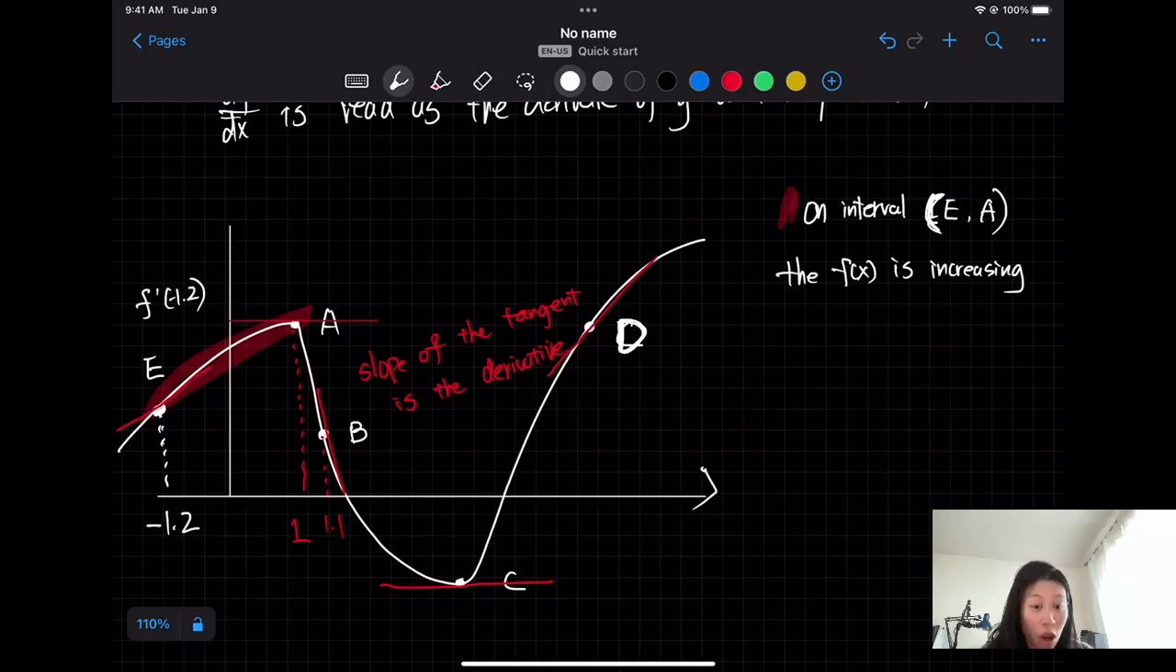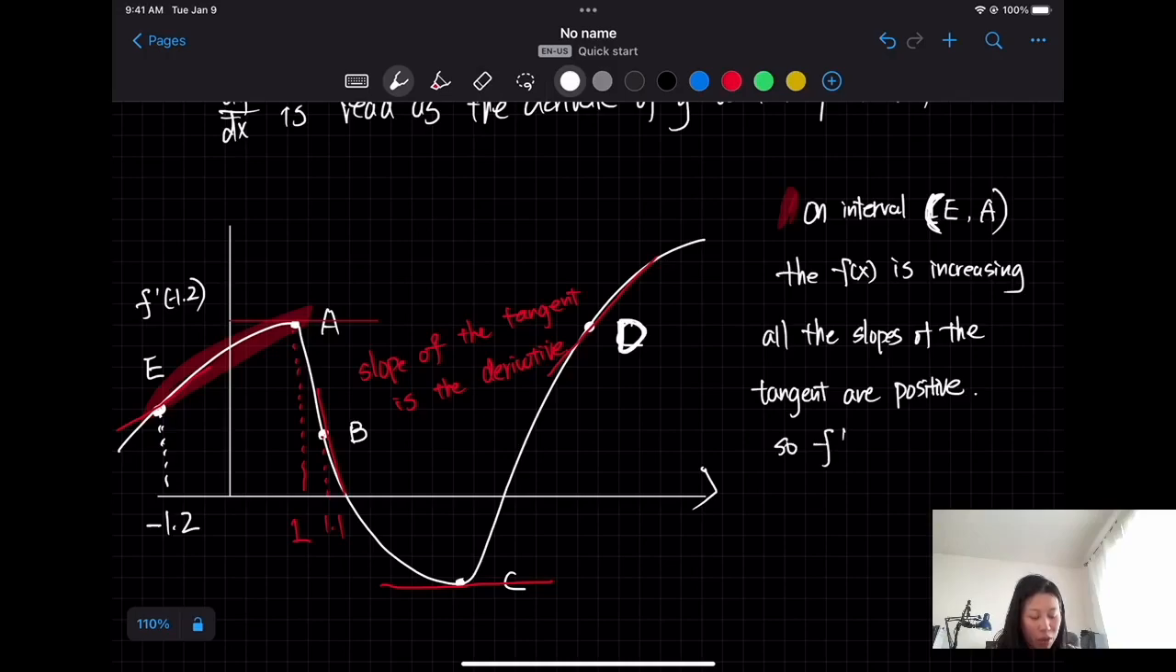All the slopes are also positive in that interval, right? All the slopes of the tangent line are positive. So we can say f prime of x on the interval E to A is positive.